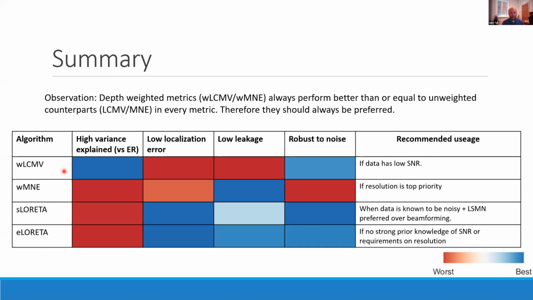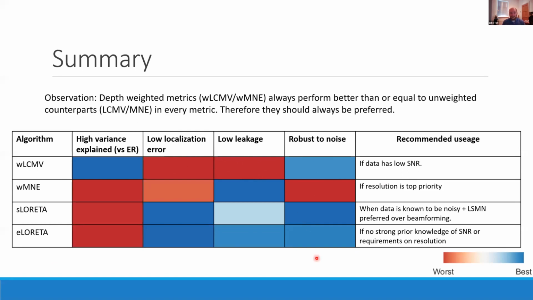I've left out the unweighted metrics just to clean up the table a little bit, and just looked at the remaining 4. If we know the data is particularly noisy, noisier than the typical analysis, I would recommend using a beamformer. They explain very little of the empty room data and were very robust to noise, so the extra noise is less likely to influence your results. However, this does come at the cost of having high localization error and high leakage.